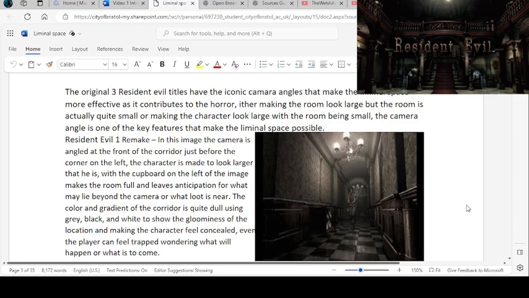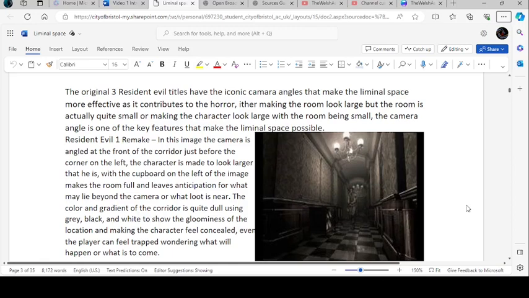Resident Evil 1 Remake, in this game, and in this image, the camera is angled at the front of the corridor just before the corner on the left. The character is made to look larger than he is, with a cupboard on the left of the image making the room full and leaving anticipation for what may lie beyond the camera or what loot is near.